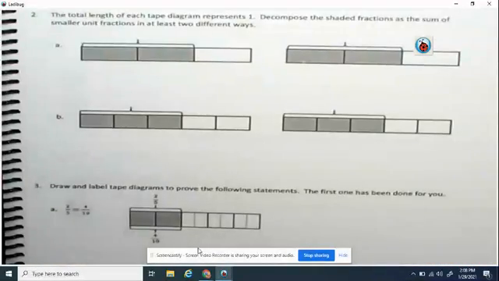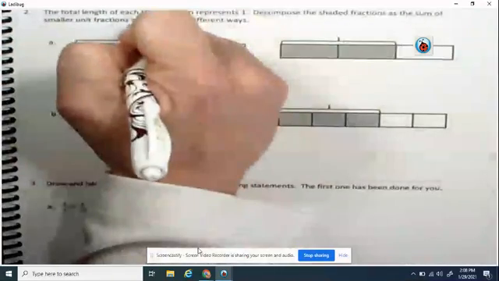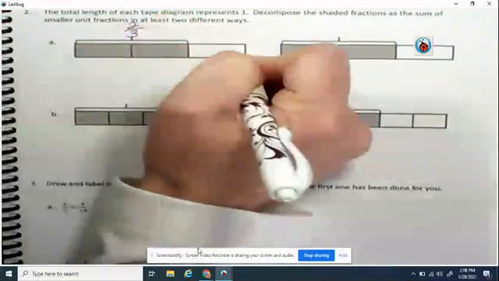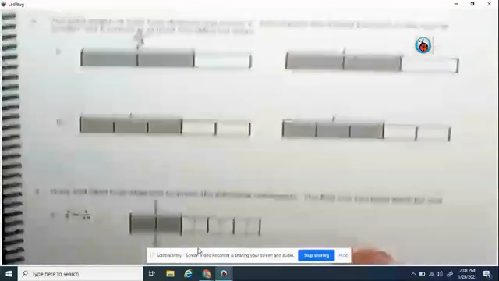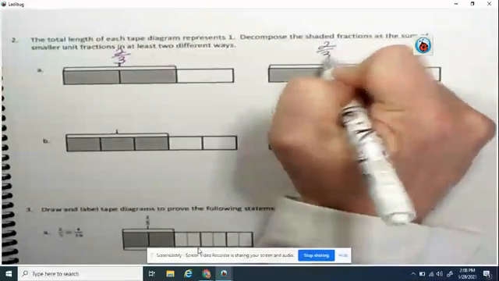Now we have more than one, so more than a unit fraction. Okay, and that's good, that's okay. We can do it with more than one. So this is 2/3, because there's 2 out of 3. So I have 3 total parts, and I have 2 shaded. And this one's the same, 2/3. We're just doing this 2 different ways.